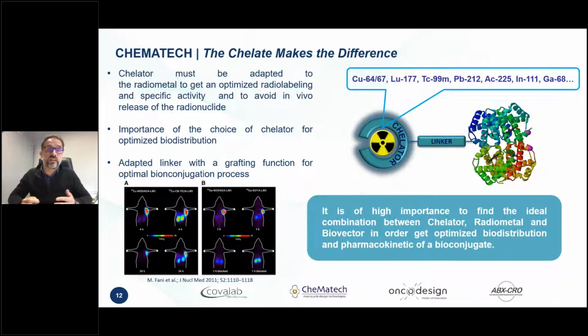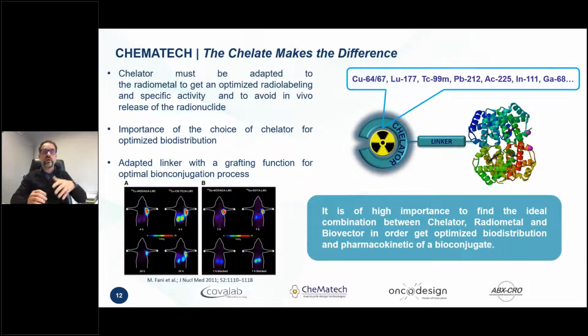The radiometal itself will have an impact on the biodistribution. So it is well admitted now by the scientific community that the choice of the chelator is of high importance in the design of a radiotracer, and that the chelator doesn't act as an isolated species and is not only here to trap the radiometal.